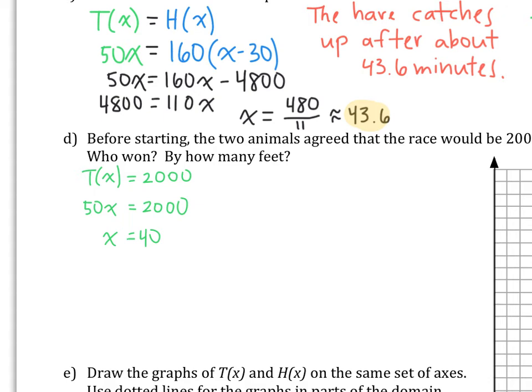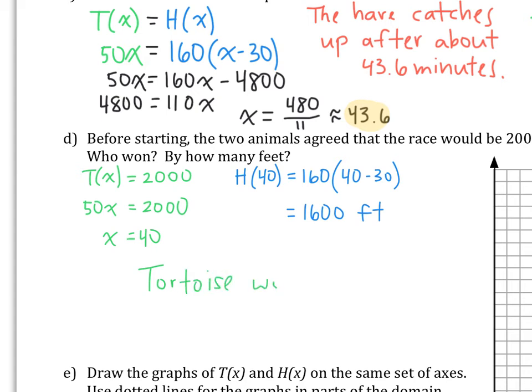So what we can do is we can now find h of 40 to figure out where the hare is at this point. How far behind is he? So if we find h of 40, so that's 160 times 40 minus 30, we will get 1,600. Okay? So the hare is at 1,600 feet from the starting line after 40 minutes, which is when the tortoise finished the race. So who won? We can go ahead and say the tortoise won. Way to go. By how many feet? Well, the tortoise finished at 2,000 feet and the hare was only at 1,600 feet. So the tortoise won by 400 feet.